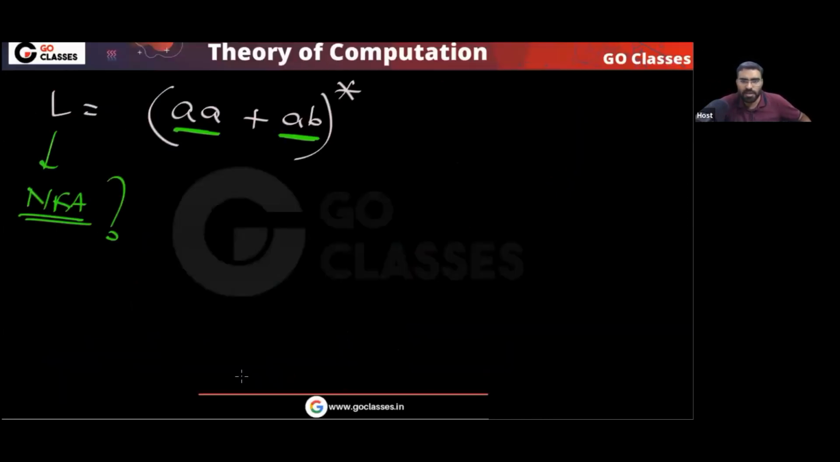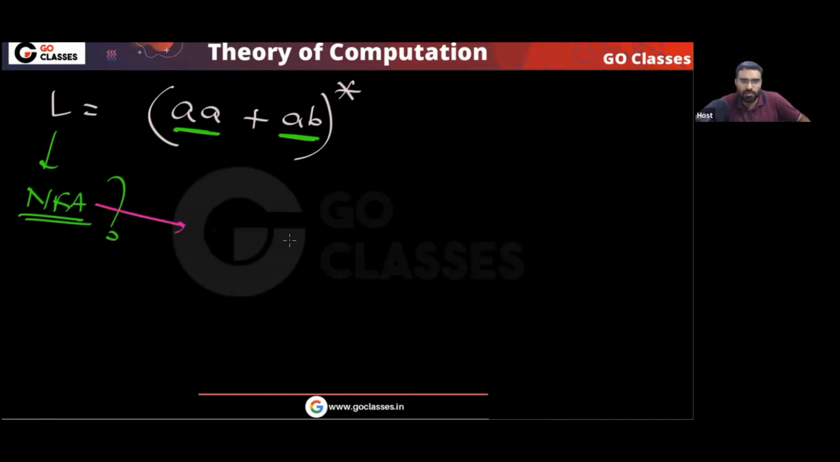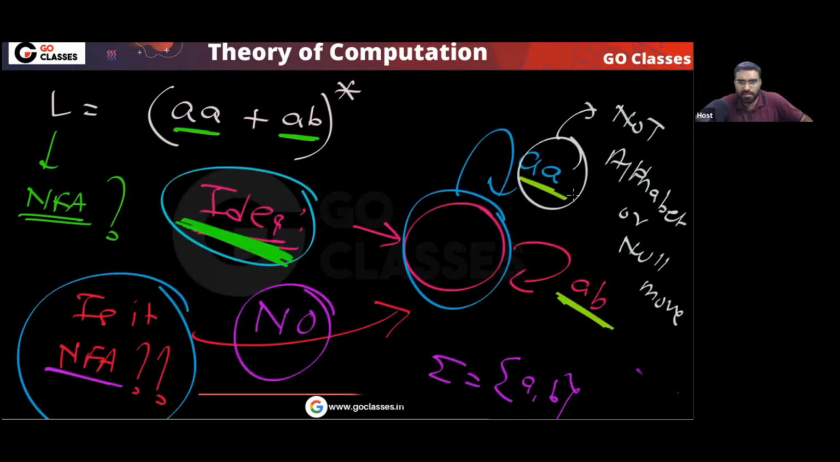So anyway, now you can create the NFA from this idea. You understood this idea, so now you can create the NFA. What will the NFA do? From the initial state, what will you do? This is your initial state and you have this idea: A or AB, these two loops.